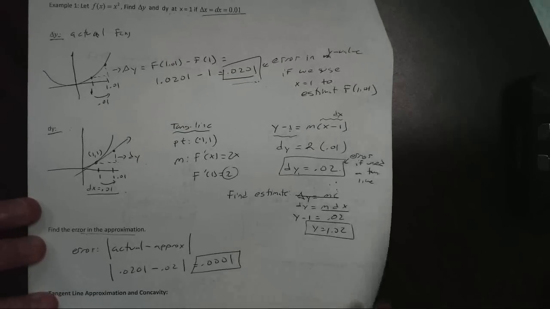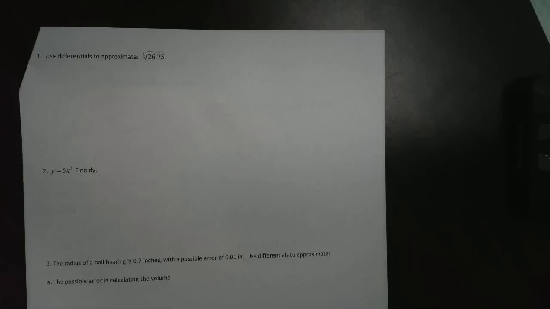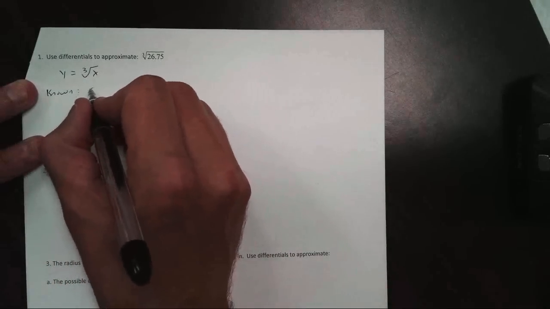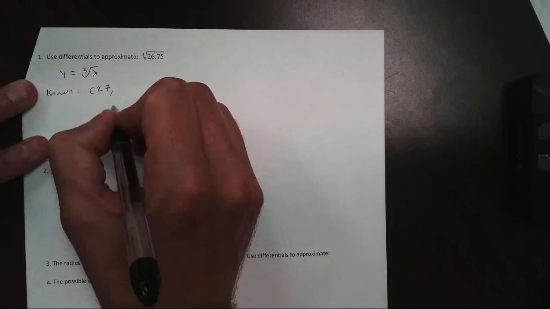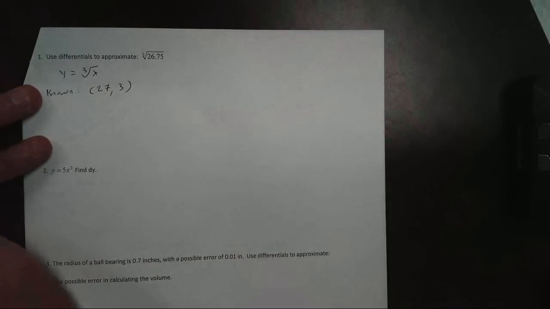Now let's take a look at some real world examples. Ready? Now let's use differentials to approximate this value right here. We don't know what the cube root of 26.75 is, so we're going to use differentials to do so. And it's very easy to do. The first thing is we need to come up with an equation, and we're going to use the cube root of x. I need a known value. I don't know the cube root of 26.75, but if I make that 27, I know its value is going to be 3.